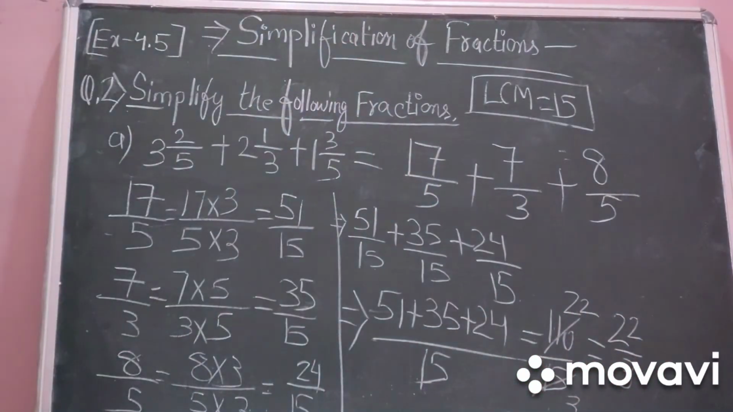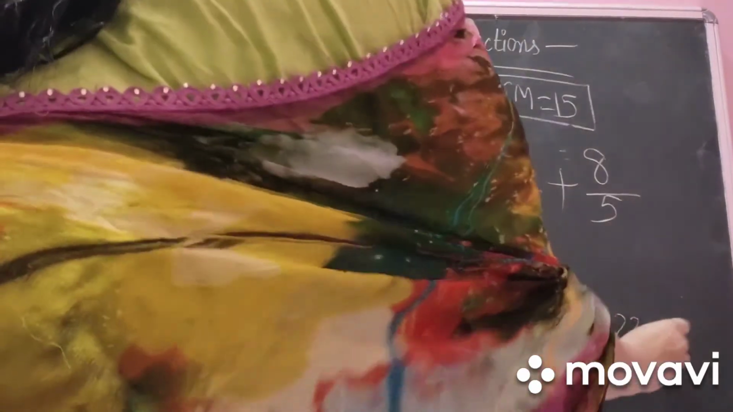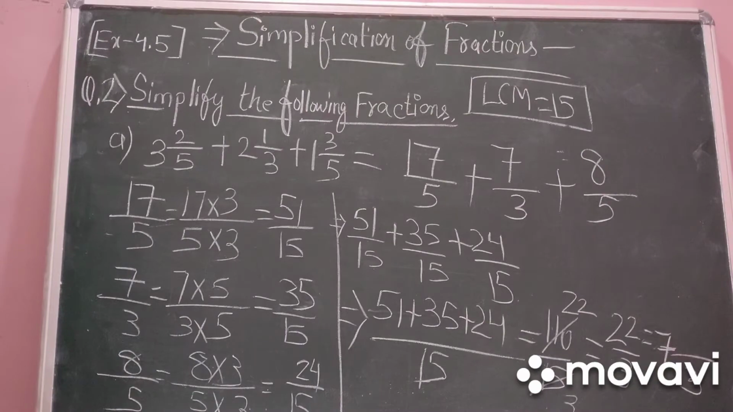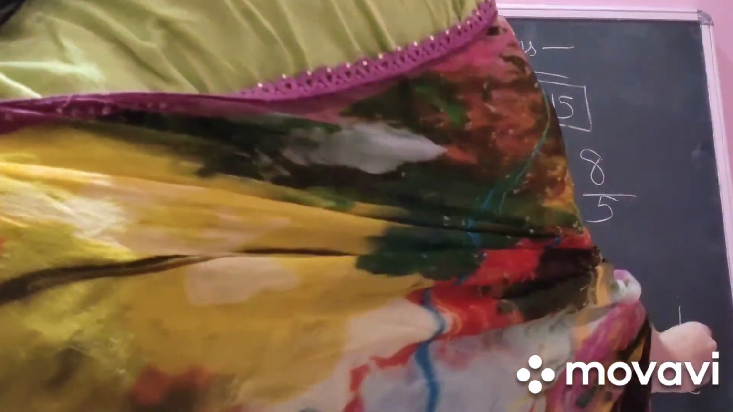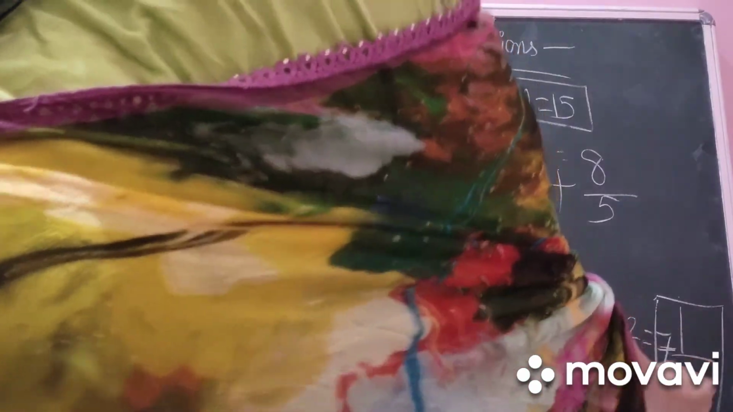Now see here, the numerator is greater than the denominator. So you have to change this improper fraction to a mixed fraction also. Mixed fraction में कैसे convert करेंगे? 7 threes are 21. So how much you have to add more? 1. So the final answer is 7 1 upon 3.